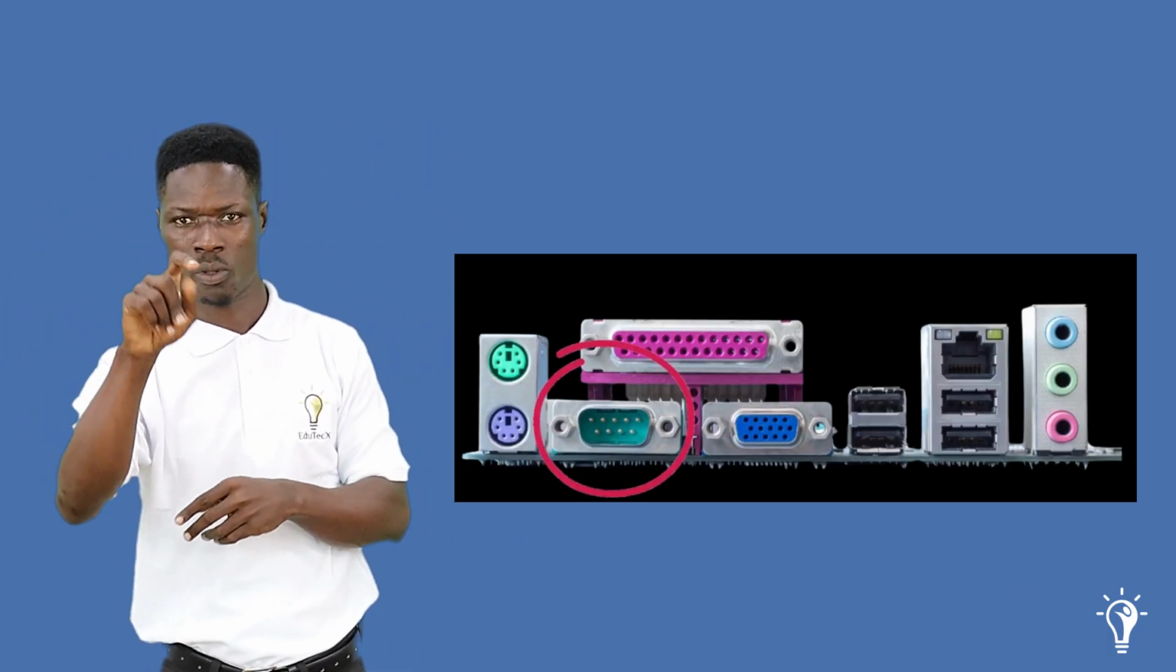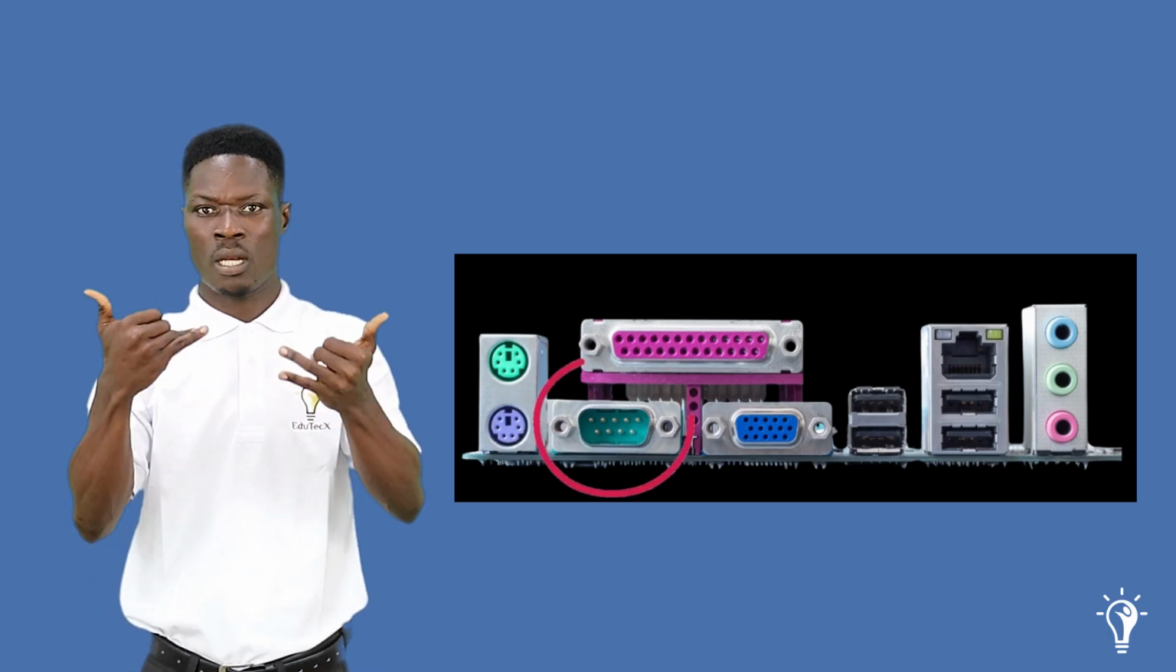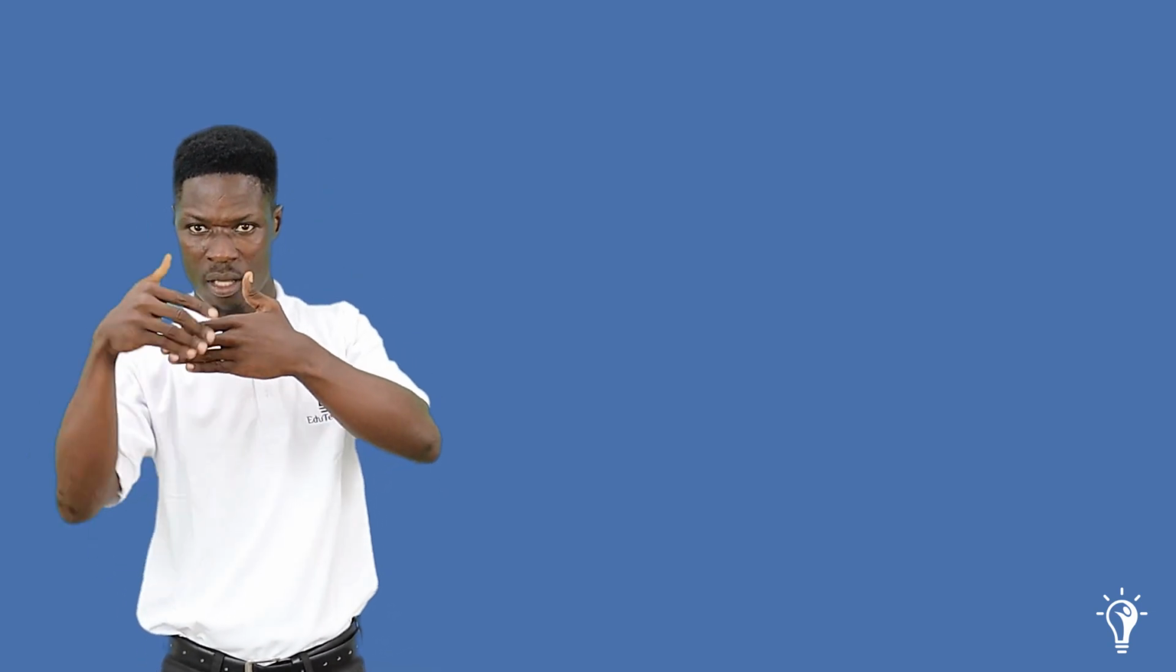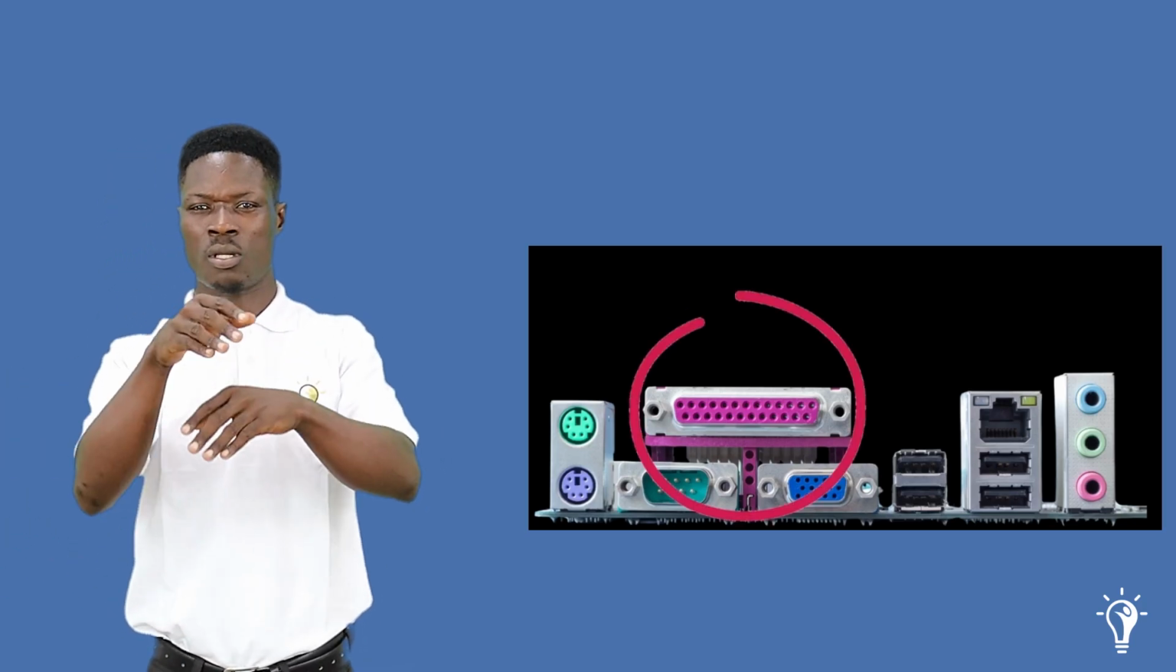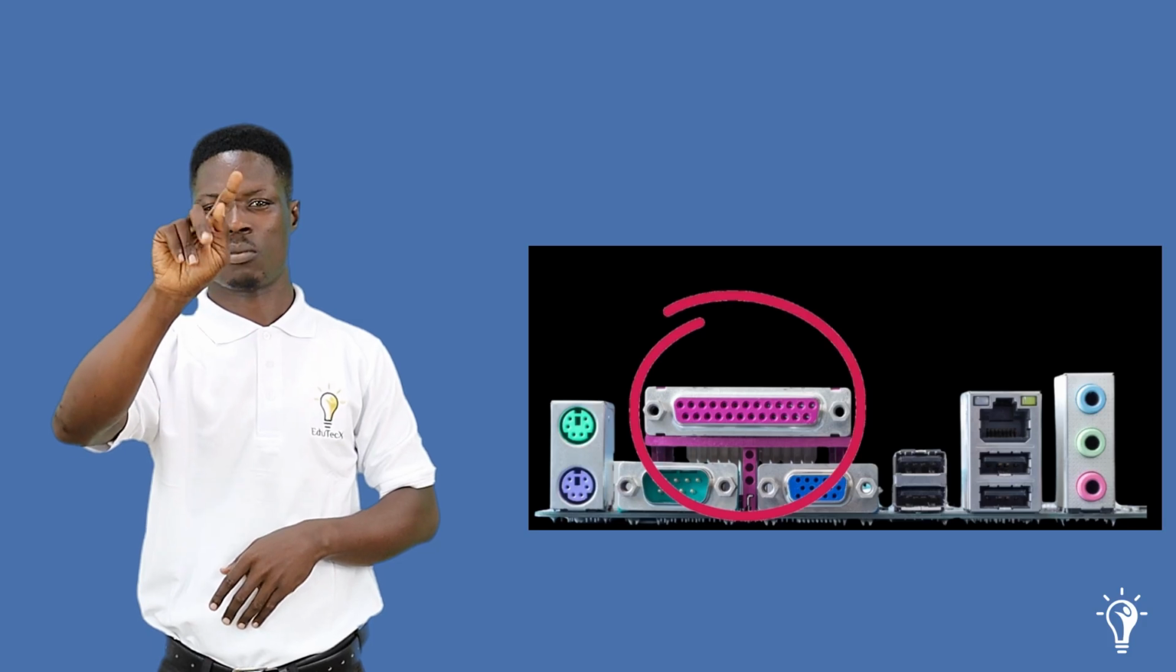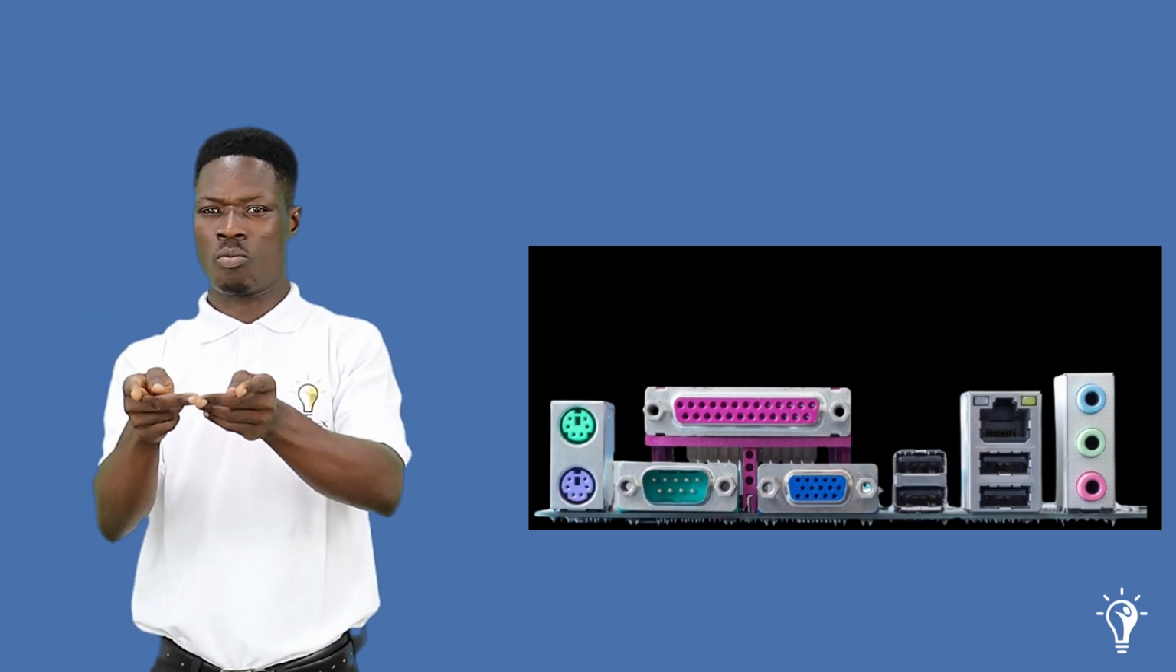We also have a port at the back. It is blue in color with multiple holes. We call that a serial port. The next one is the printer port. It's also at the back of the system unit.